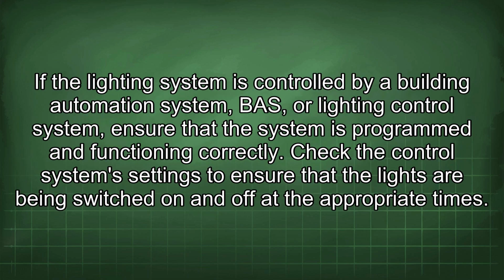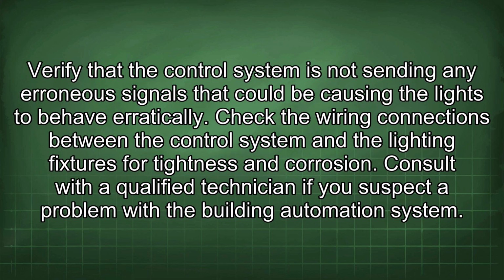If the lighting system is controlled by a building automation system (BAS) or lighting control system, ensure that the system is programmed and functioning correctly. Check the control system settings to ensure that the lights are being switched on and off at the appropriate times. Verify that the control system is not sending any erroneous signals that could be causing the lights to behave erratically. Check the wiring connections between the control system and the lighting fixtures for tightness and corrosion. Consult with a qualified technician if you suspect a problem with the building automation system.